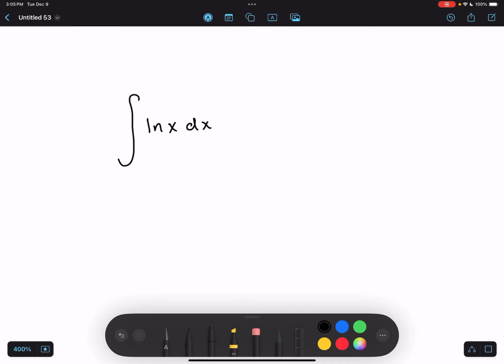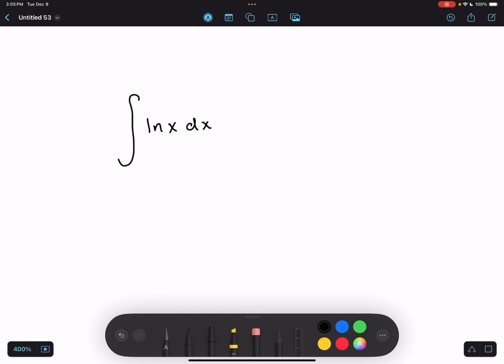We've got the integral of ln x. Now, at first this might not seem like an integration by parts question, but if you just go along with the traditional thought process of working with integrals, and what we know that we can integrate and differentiate, I think you'll have a tough time integrating the natural log of x without using an integration by parts technique.